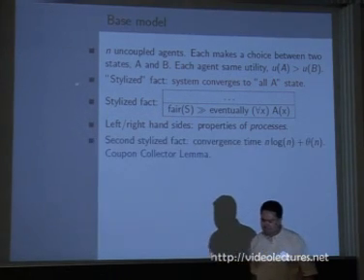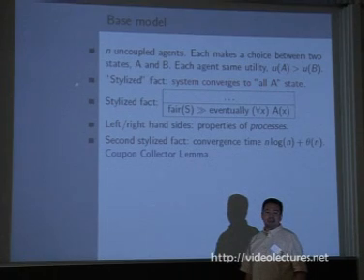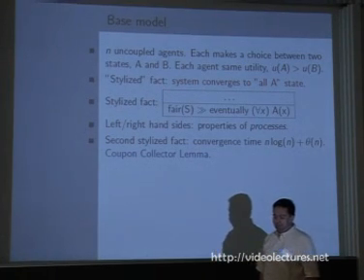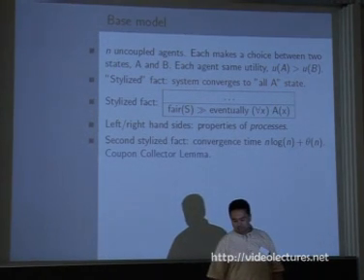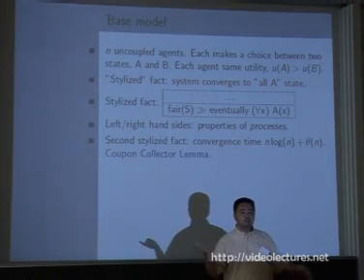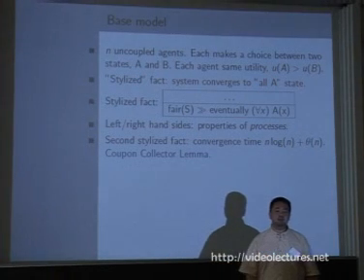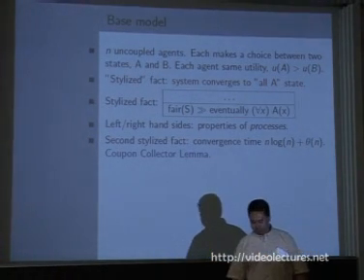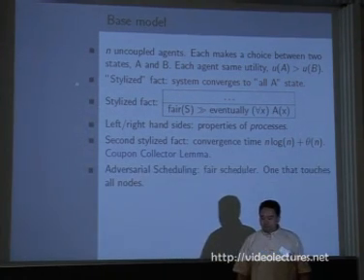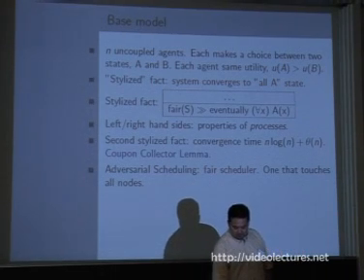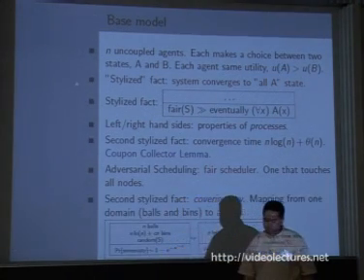Okay. A second, slightly less trivial fact, but still very easy, is the fact that the convergence time for a random scheduler is of the order n log n plus theta of n. This is a standard combinatorial result called the coupon collector lemma, and you can consult any combinatorial text for its proof. And as I said, an adversarial scheduler is a scheduler that is fair.